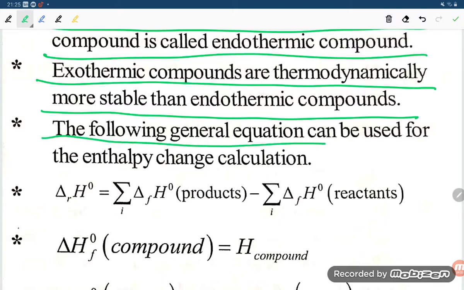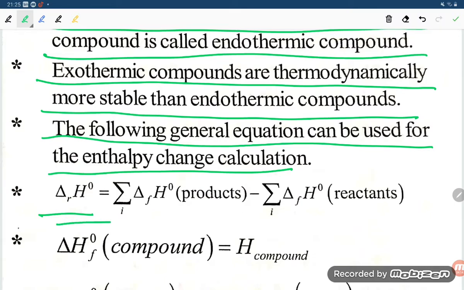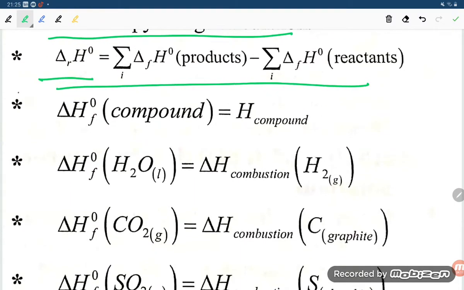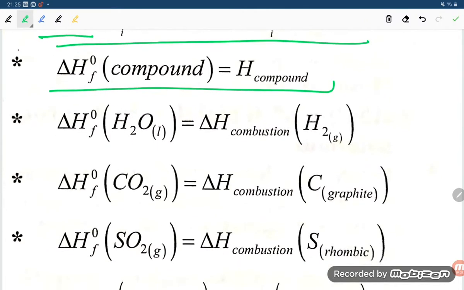The following general equation can be used for the enthalpy change, that is delta RH naught. The enthalpy of reaction is the summation of delta HF naught of products minus delta HF naught of reactants, and delta HF naught of a compound is equal to H of the compound.